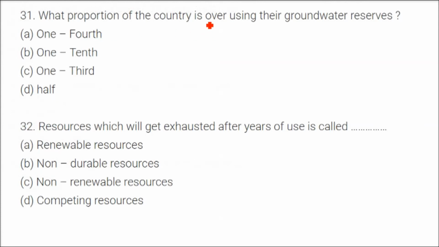What proportion of the country is overusing its groundwater? The answer is 1/3 of the country. We are overusing the groundwater reserves. Resources which will get exhausted after years of use are called non-renewable resources. We cannot renew them. That is why they are called non-renewable resources.